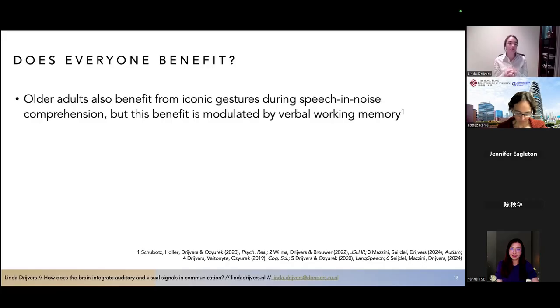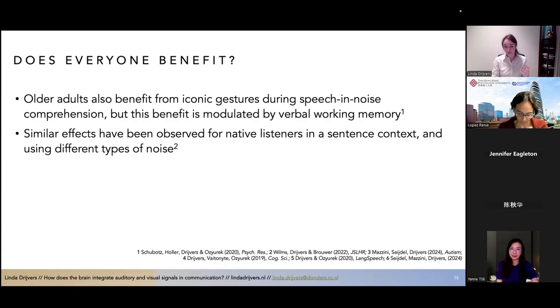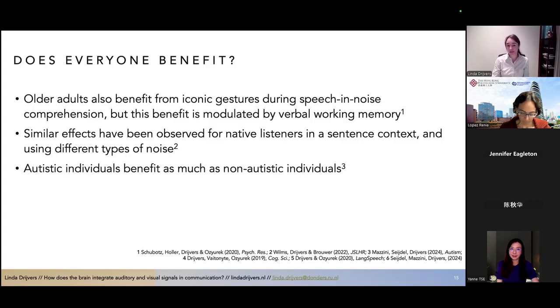So work led by Louise Schubels showed that older adults also benefit from iconic gestures during speech and noise comprehension, but that this benefit was sort of modulated by verbal working memory. We've seen these in more sentence contexts as well, these beneficial effects, but also using different kinds of noise. Recently, we've shown that autistic individuals benefit as much as non-autistic individuals, and this felt a bit counterintuitive because there were quite some studies that also showed that speech gesture integration in autism was slightly altered, but that doesn't seem to be the case.